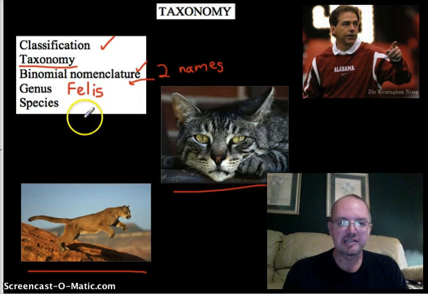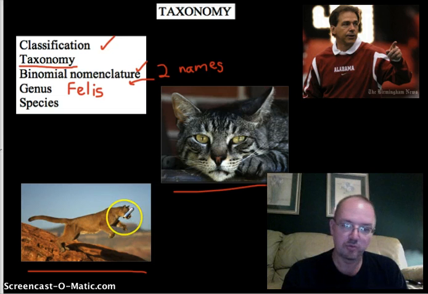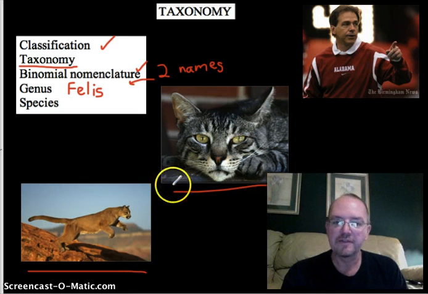species. A species is a group of similar organisms that can mate with each other and produce offspring that can also mate and reproduce. So you can have a house cat here, but the offspring of a house cat would not be a puma. Same thing here. A puma would not have an offspring that would be a house cat. And that's how they are different in species.